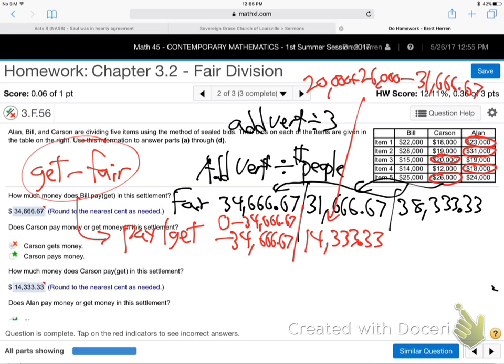Did you see that? Carson was given a $20,000 and a $26,000 item.